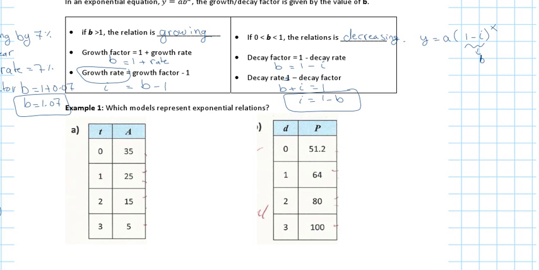Okay, so things that you need to get together: the decay factor is B, or growth factor, that's B, and then the rate, it's the I, it's a percentage. Are we okay with that part? Can I write that down? Rate is the I, and factor is the B.